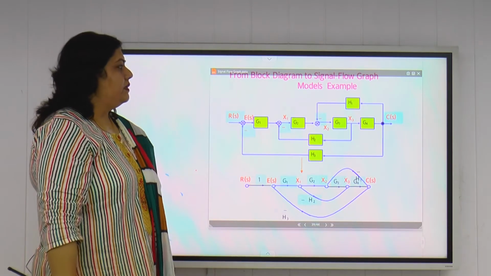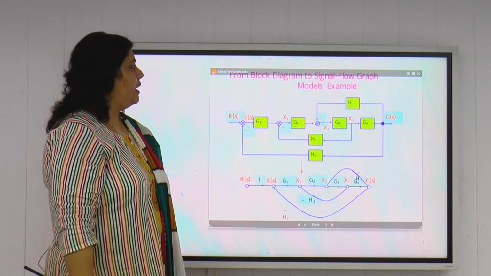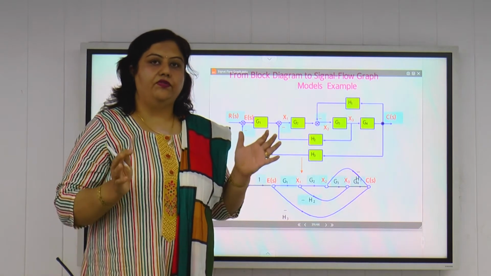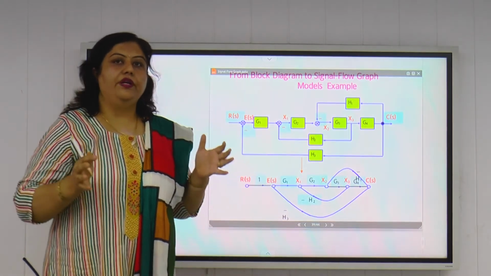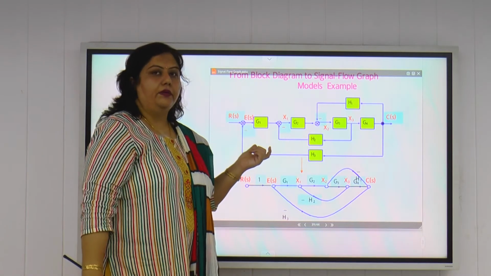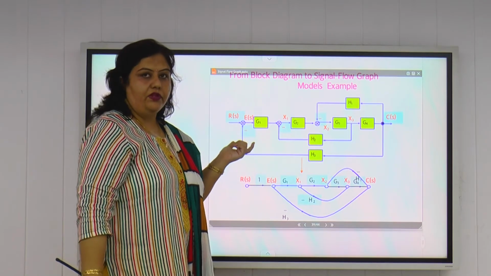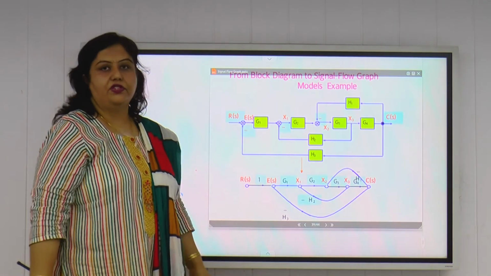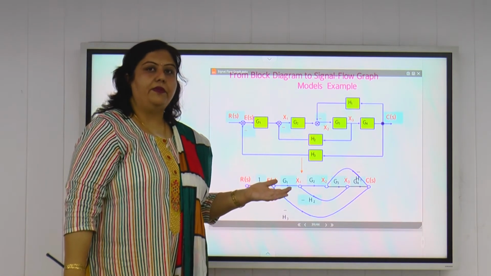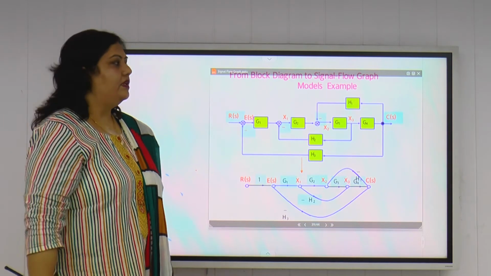Now the next question that comes to mind is, how do we derive a signal flow graph model from a block diagram? If we are given the block diagram of the control system, then how do we derive a signal flow graph from that block diagram? Because in question papers, sometimes we are given the block diagram of the control system and we have to find the transfer function using Mason's gain formula. But since Mason's gain formula is only applied to the signal flow graph, the first step is to convert this block diagram into a signal flow graph.